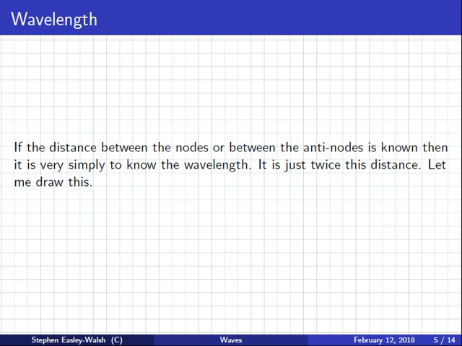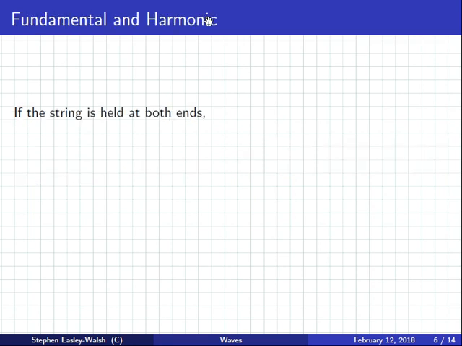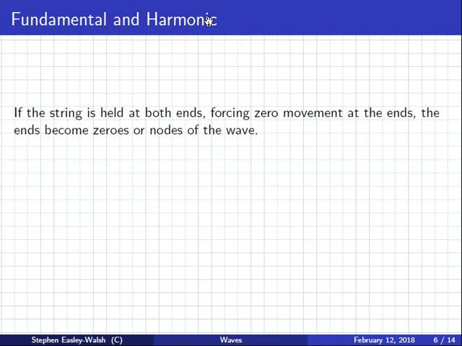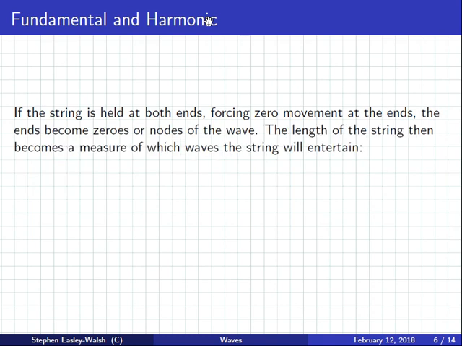Okay, continue? Now, if the string is held at both ends, which it was in the picture, and you have no movement at the ends, then the ends become nodes, which we know. The length of the string is then a way to work out what the wavelengths are. The longest wave you can fit is called the fundamental. Let me try and draw that. So, if you have a string like this, you could actually have a few different wavelengths in there.